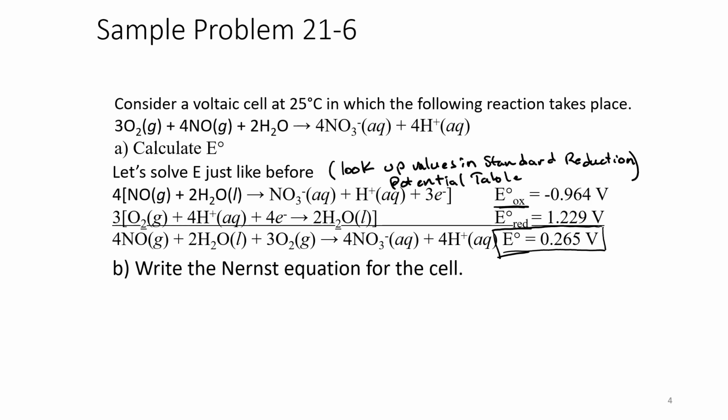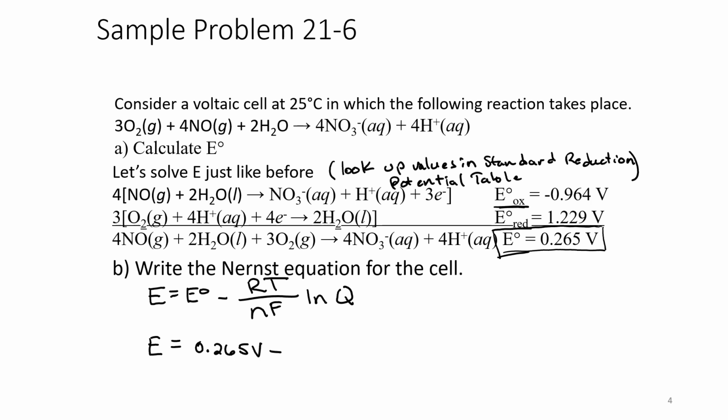All right, part B of the problem, though, now we're going to move into our newer stuff, where it wants us to write the Nernst equation for our cell. If I want to write a Nernst equation, E is equal to our standard voltage minus RT over nF times the natural log of Q. So it wants us to plug in everything that we know at this point. I know that my E is what we're going to solve for eventually. My standard voltage is 0.265 volts.